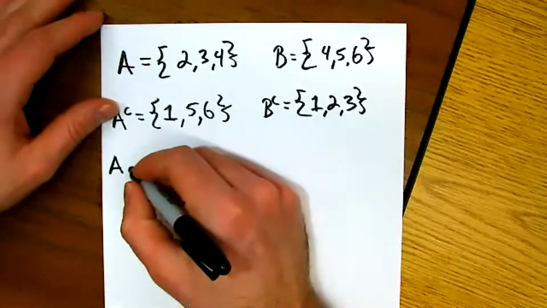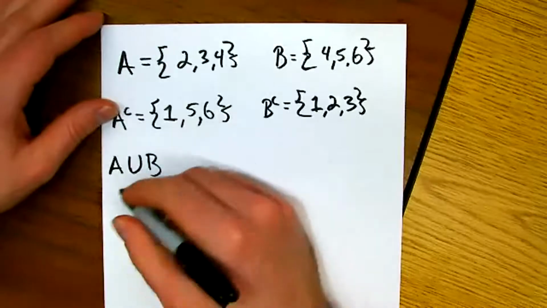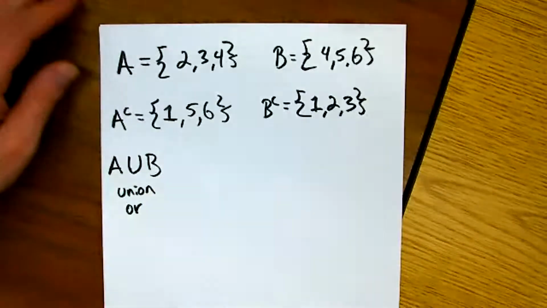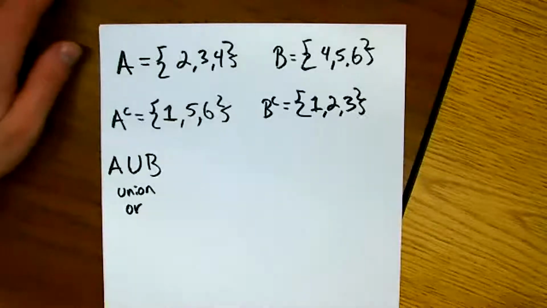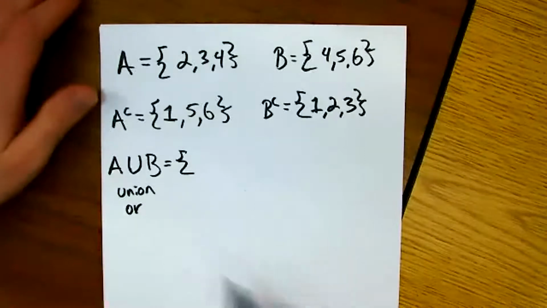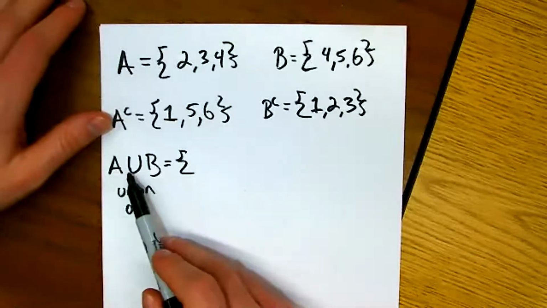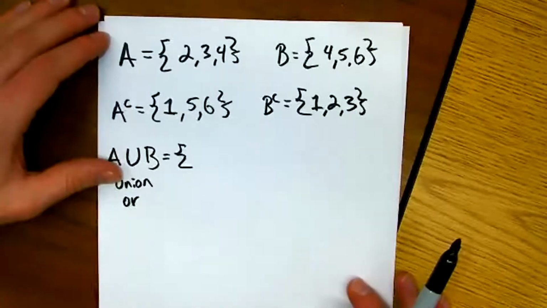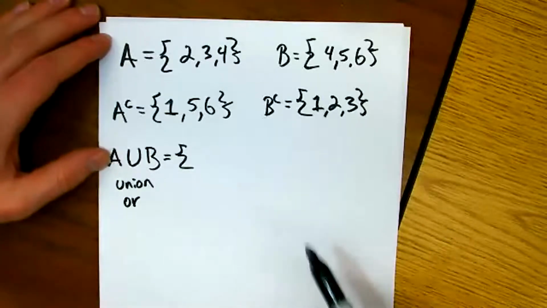So what if I wanted to do A union B first? So this is what we said was the union, or we read it as an "or". Right? So what would be in A union B? Or all the outcomes that are in A or in B? So if I look at those two events, what outcomes are in either one of them?